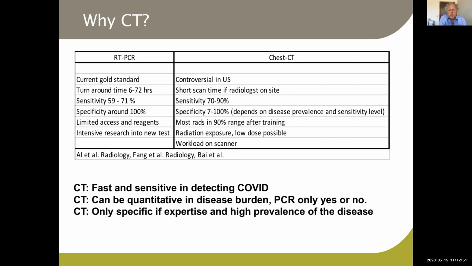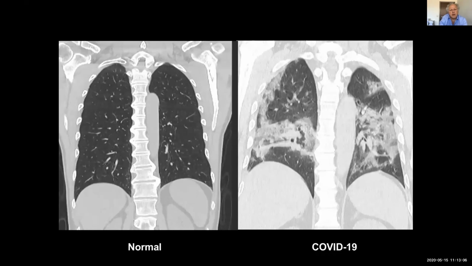CT can also be quantitative and try to give an idea about disease burden. And PCR is only yes or no. But of course, PCR is really specific. It's looking for the RNA of the virus. So I think CT has its advantages and its disadvantages. And I'd like to show you some images.